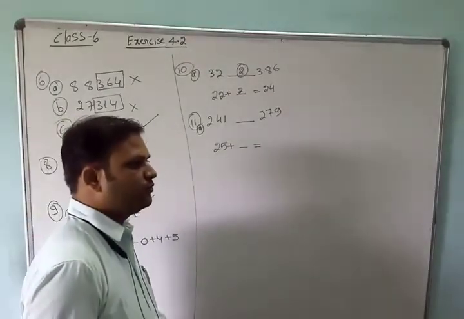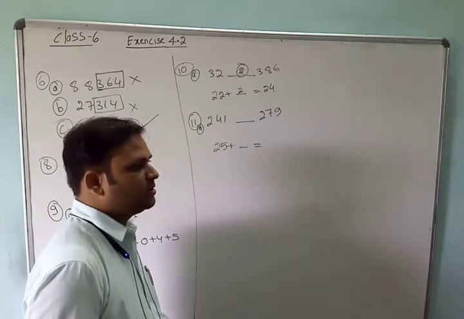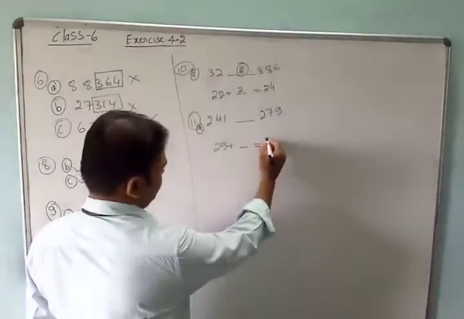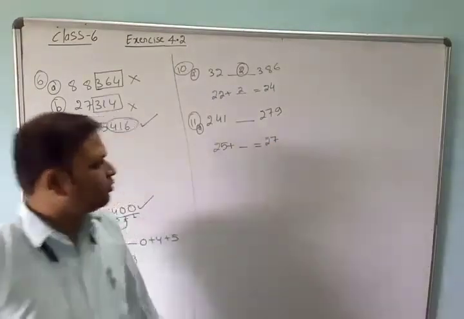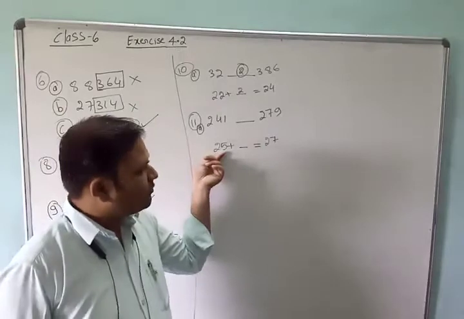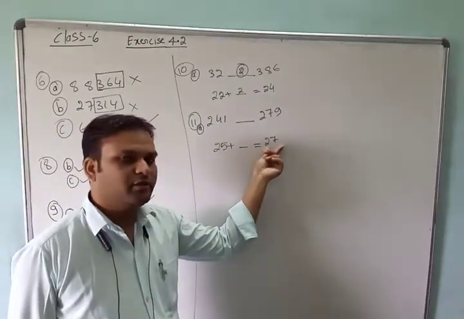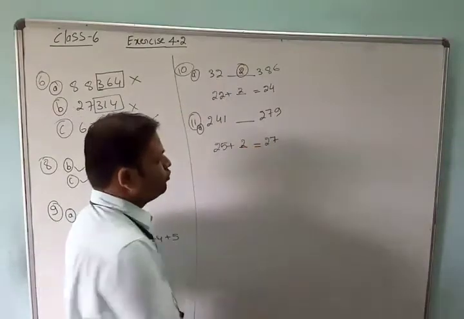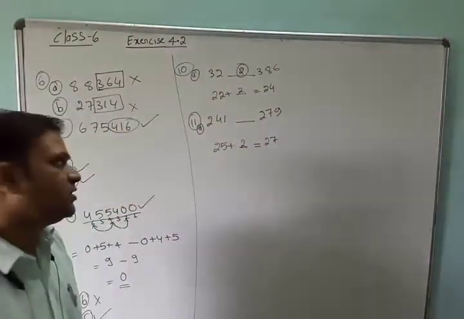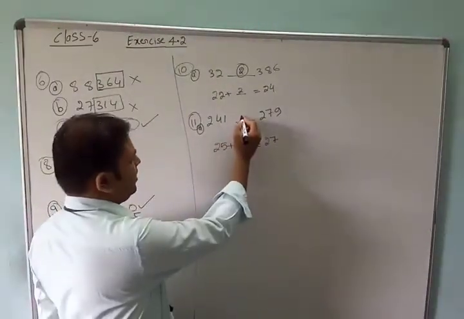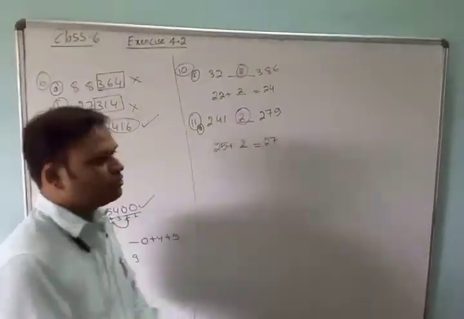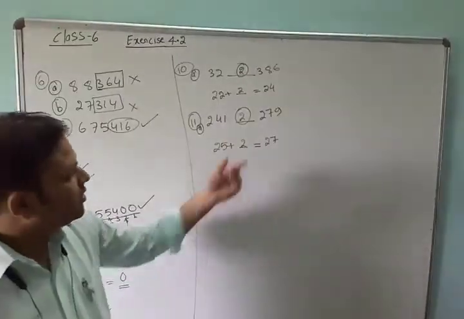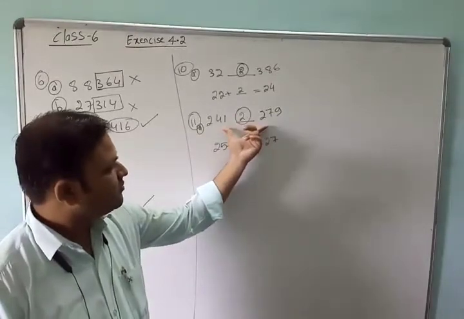9 ones are 9, 9 twos are 18, 9 threes are 27. So after 25, 27 is the smallest number which is divisible by 9. So in 25 we have to add 2, so it will become 27, which is divisible by 9. So our answer is 2. After writing 2, the number is divisible by 9.